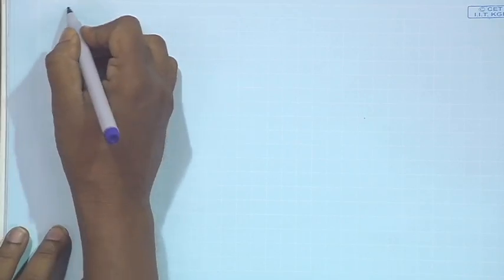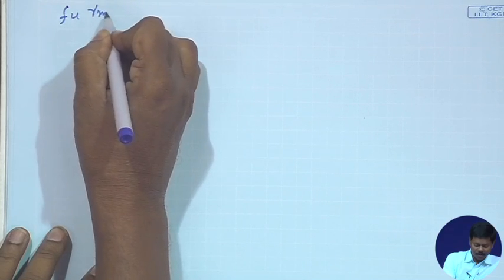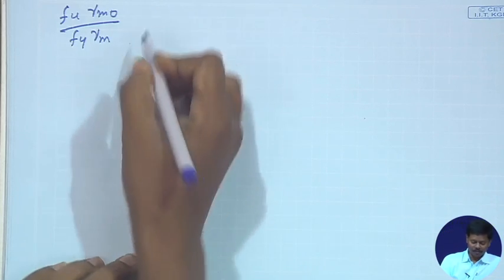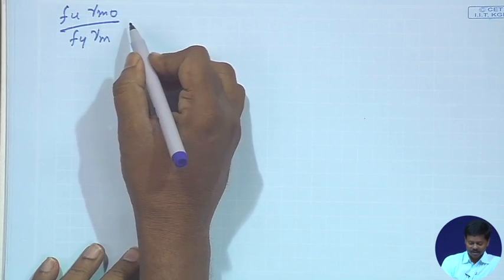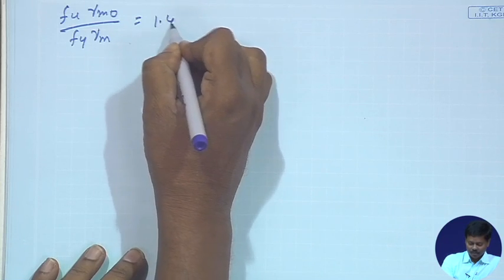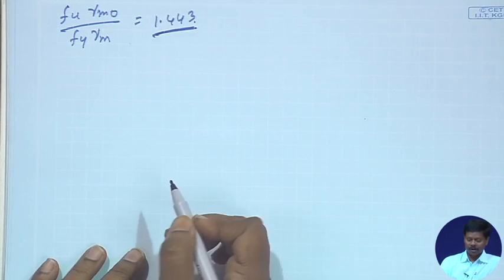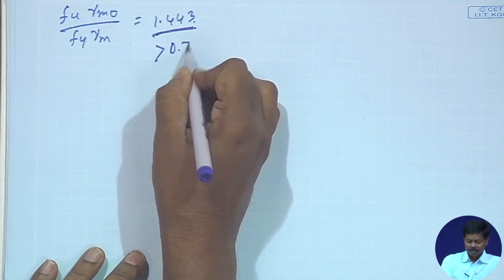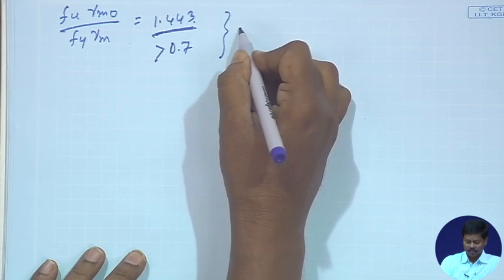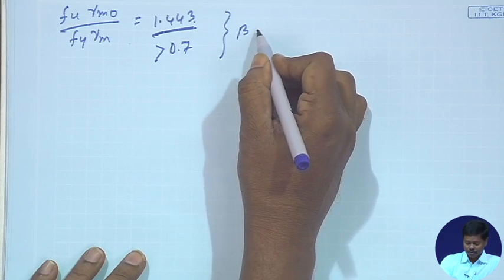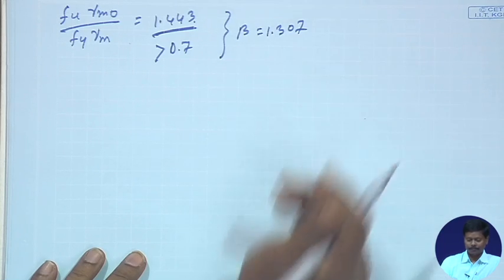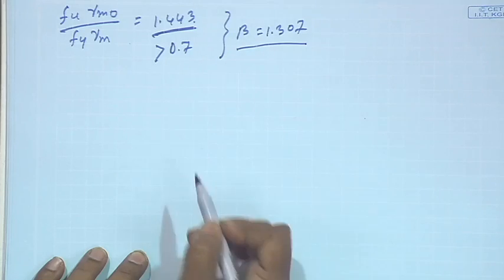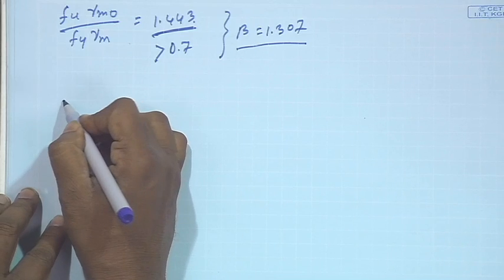So, beta value I can find out 1.307. Again Fu gamma m0 by Fy gamma m1 will be the limiting value of beta. Beta should be less than this, and this value we are getting 1.443, and beta we get 1.307, and it should be greater than 0.7. So, we can see that beta value is in between these two. So, it is okay, right. So, satisfying above criteria, we can consider beta as 1.307. So, TDN value I can find out.